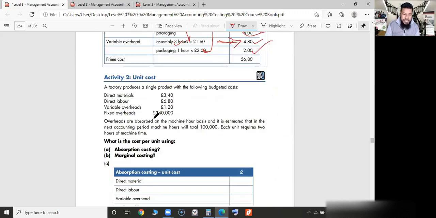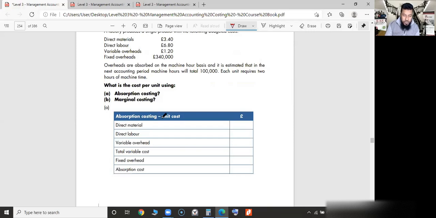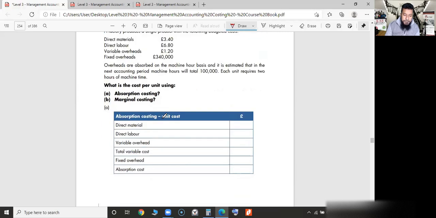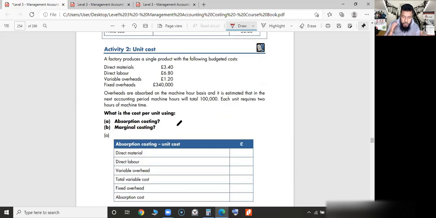Well, that's great. Activity 2. I think I should test your knowledge. I will read it, and we're going to do it together. A factory produces a single product with the following budgeted costs: direct material, direct labor, variable overhead, and fixed overhead. Fixed overhead total is given. Overhead is absorbed on the basis of machine hours. It is estimated that the next accounting period's machine hours will be 100,000.